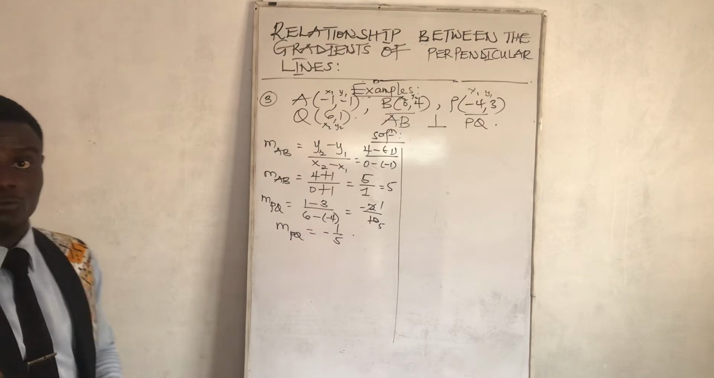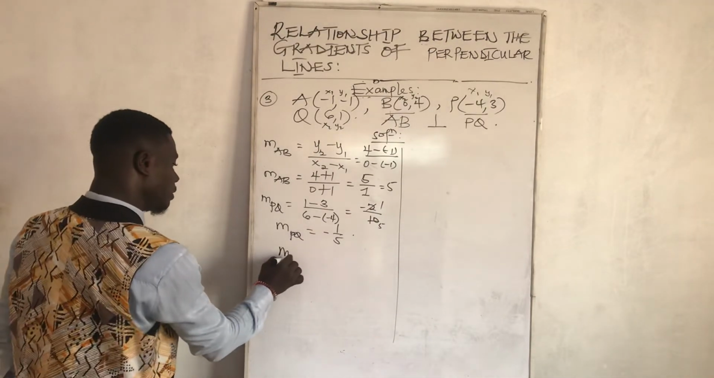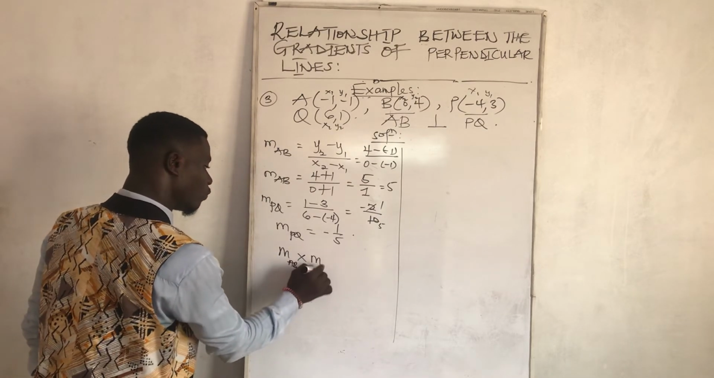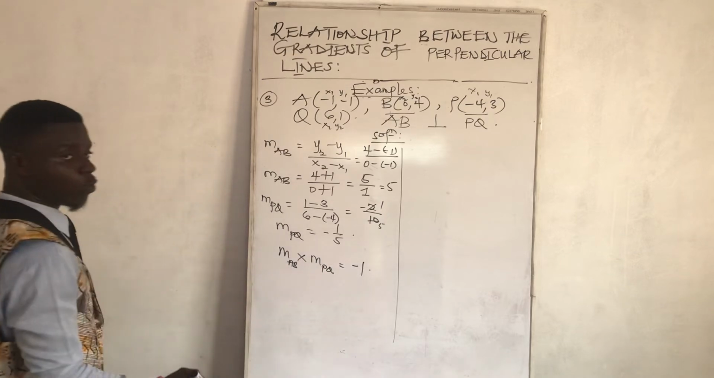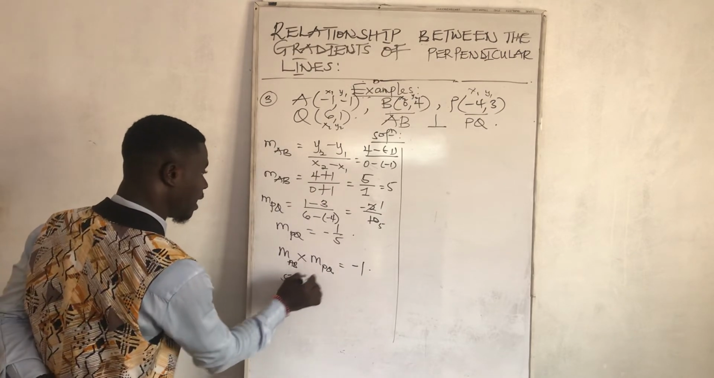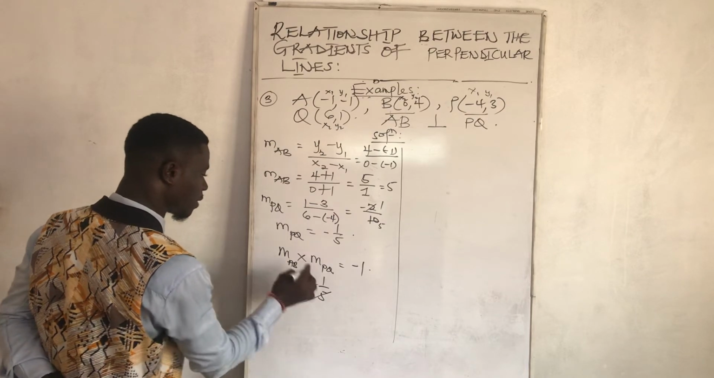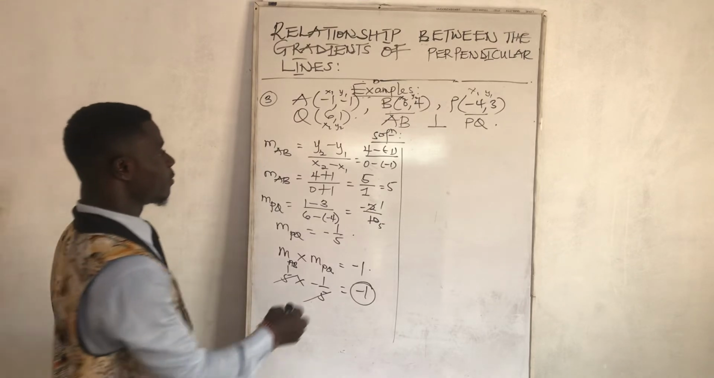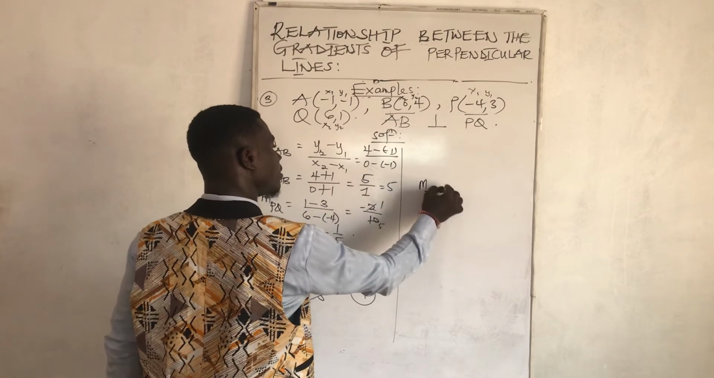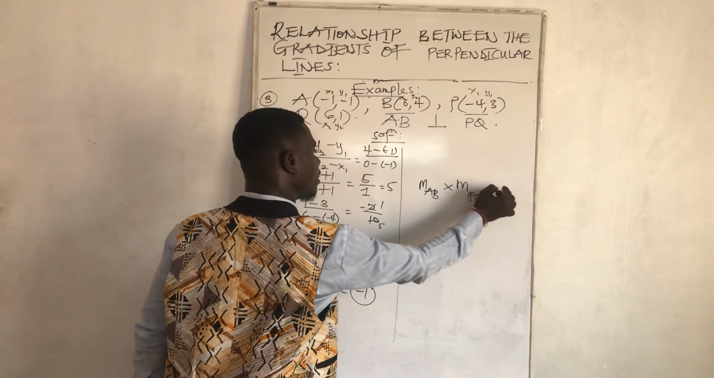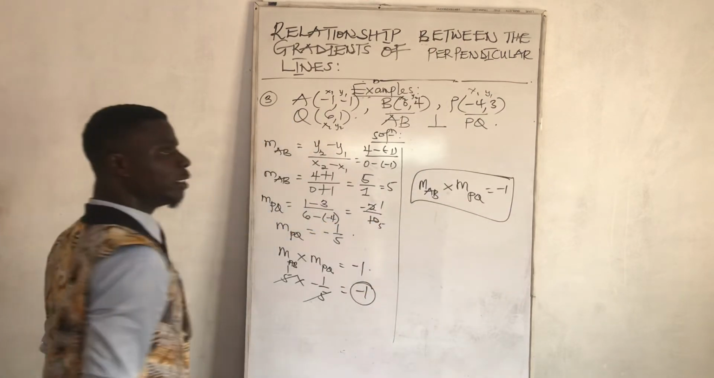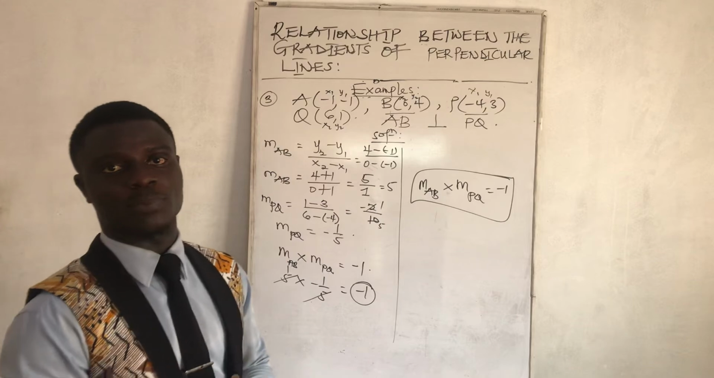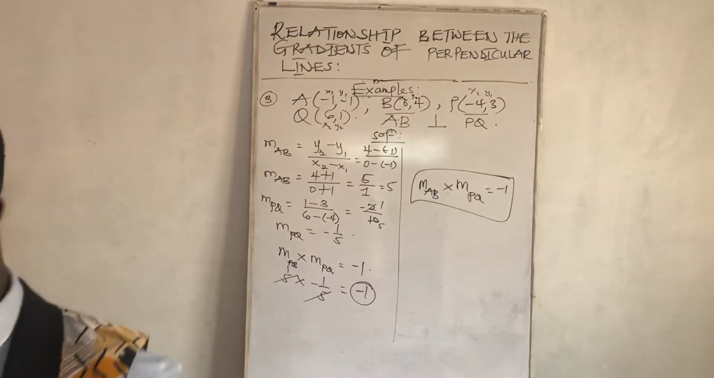So now let's check. You have to do further checks. m1 times m2, or the gradient of AB times the gradient of PQ, must be equal to negative 1. So now 5 times negative 1/5. This one cancels, so I get 1 times negative 1, which is negative 1. So since the gradient of AB times the gradient of PQ equals negative 1, we conclude that indeed line AB is perpendicular to line PQ. So kindly watch it carefully.